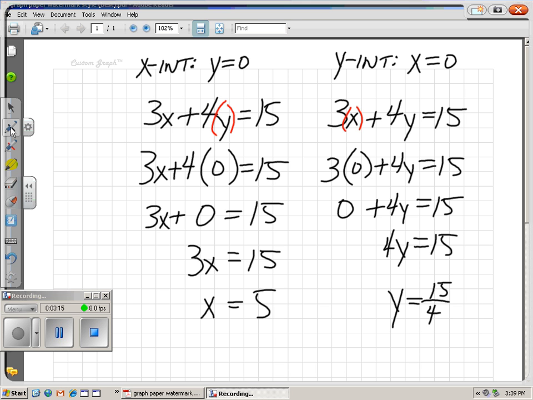So it's going to cross my x-axis at the number 5, and it's going to cross my y-axis at the number 15 over 4, which is almost 4. It's like 3 3/4. Another way to think about that would be my x-intercept would be 5 for the x-coordinate and 0 for the y-coordinate. And my y-intercept would be 0 for the x-coordinate and 15 over 4 for the y-coordinate.